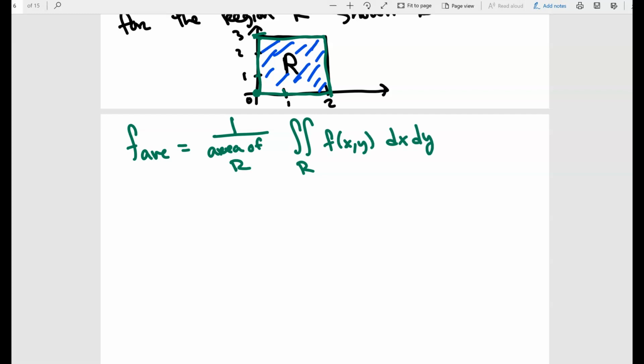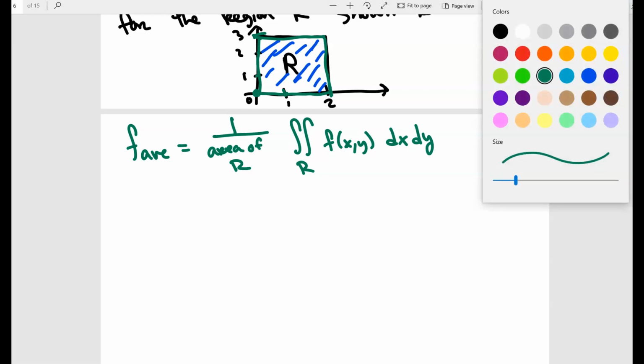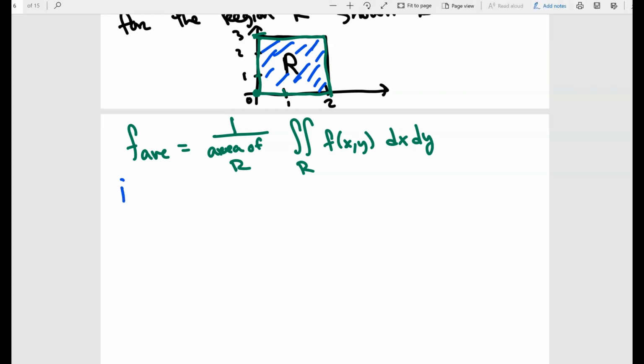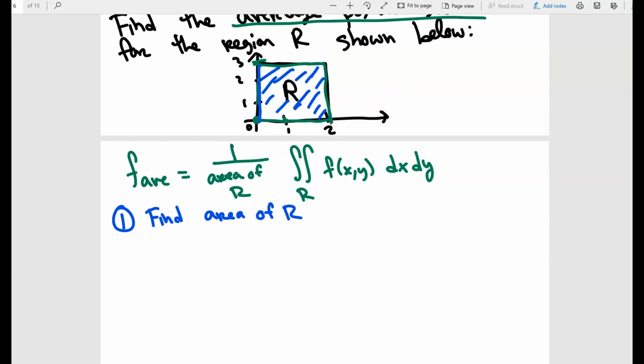Okay? So the first thing to do is we need to do two different things. The first thing is that we need to find the area of R. Okay, find the area of the region. Now what kind of shape is this area? Well, it's a square. We can find the area of the square.